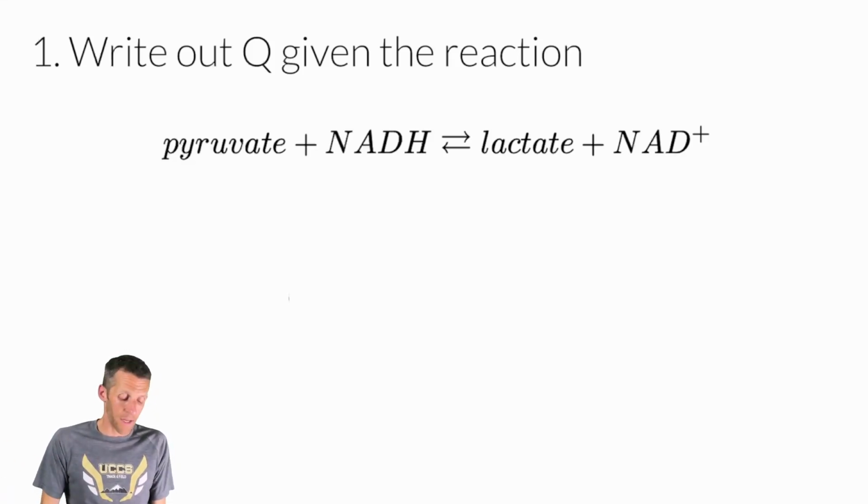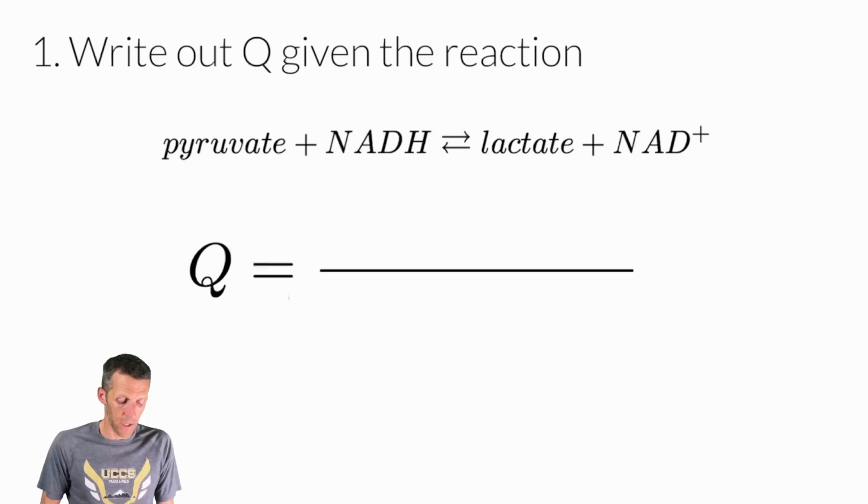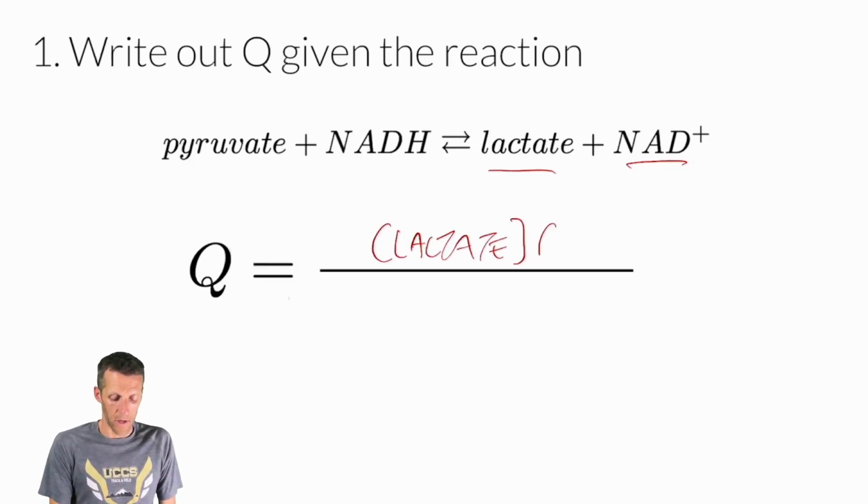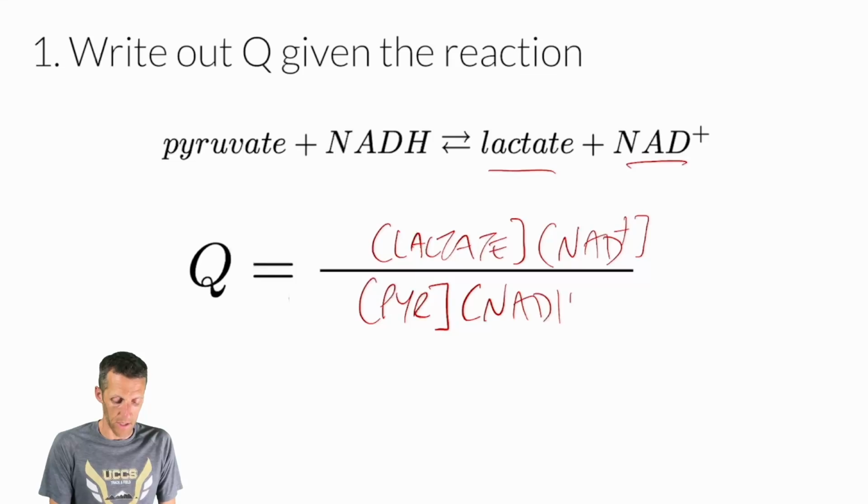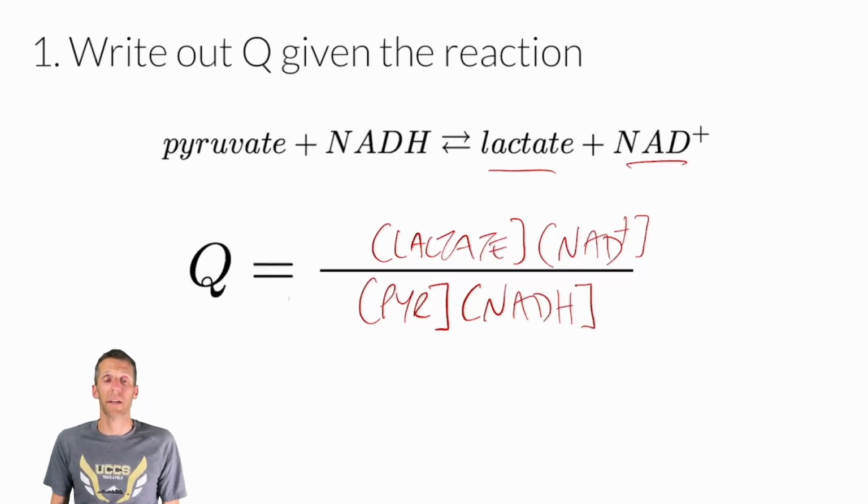Okay, I'm assuming you paused. Here's what I would say for Q. Q equals, just making sure that it's going to be the products over the reactants. So the products would be lactate times NAD plus, over the reactants. So that would be pyruvate times NADH. Okay, so that is our Q.